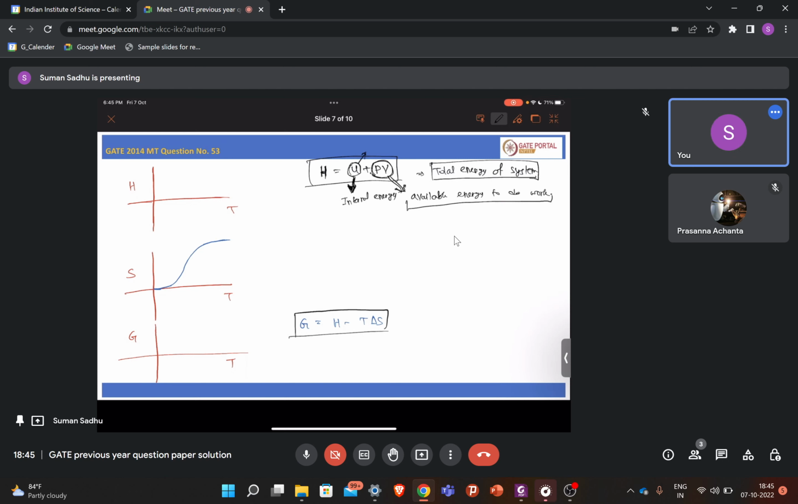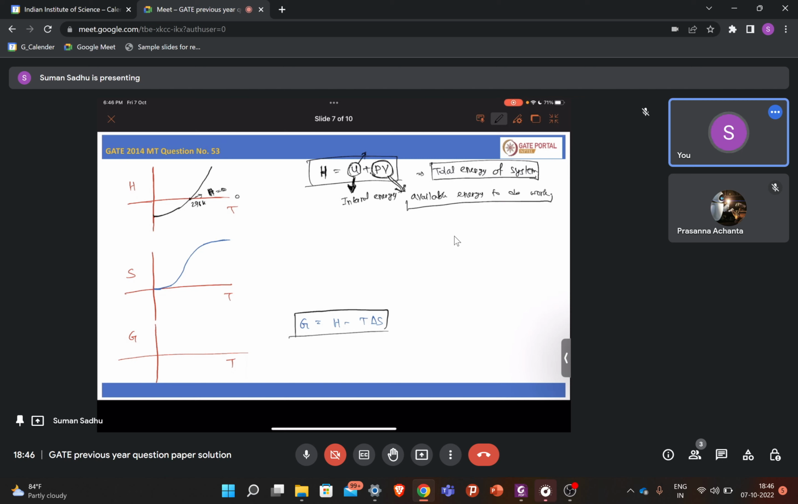So your enthalpy will increase with temperature, and generally people set a reference value at 298 Kelvin. At this point enthalpy is zero. It is generally considered at 298 that enthalpy is zero. So this is a reference value. Now enthalpy is increasing with temperature and S is also increasing.